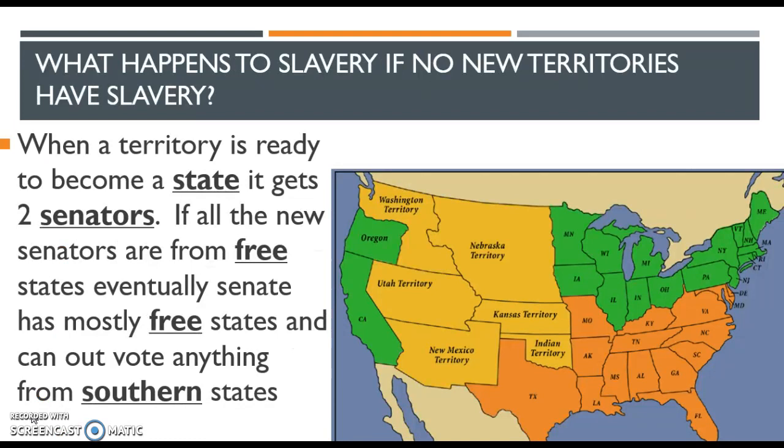So, why is it impossible in the minds of Southerners to accept no expansion of slavery? Well, what happens if none of our new territories have slavery? When that territory is ready to become a state, it will get 2 senators. If every time we get new senators, they are from free states, eventually the South fears the Senate will overwhelmingly, 60-70%, be from free states, and then they will have all the power and the southern states will have no voice in the Senate.